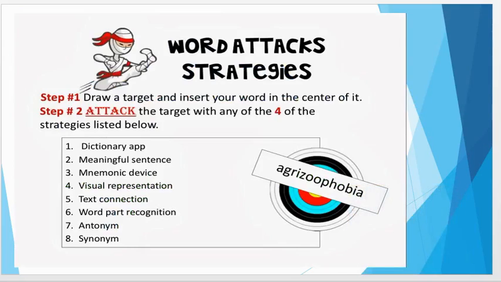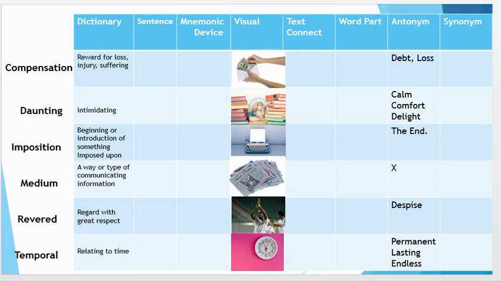Taking a look again at our word attack strategies. Do you remember these 8 strategies? Please remember the dictionary is not the only way to figure out a word, and sometimes the dictionary has multiple meanings. All right, so let's take a look at our chart. This is our word attack chart, and again, I have filled in 3 sections for you. Our new words, pronounce them with me, are compensation, daunting, imposition, medium, revered, and temporal.